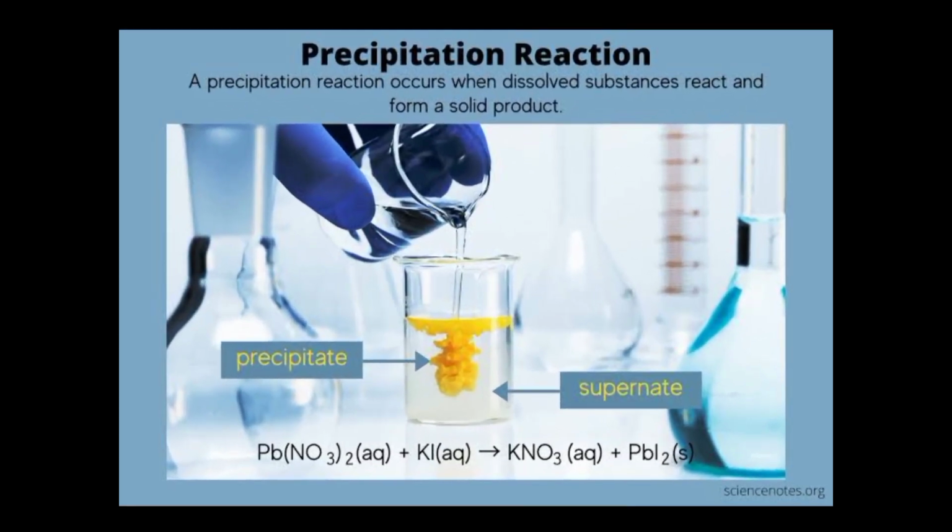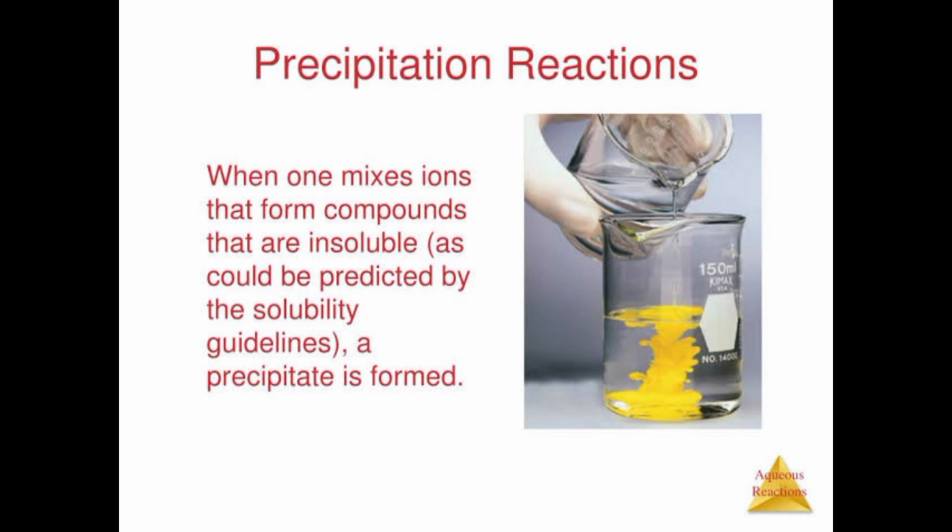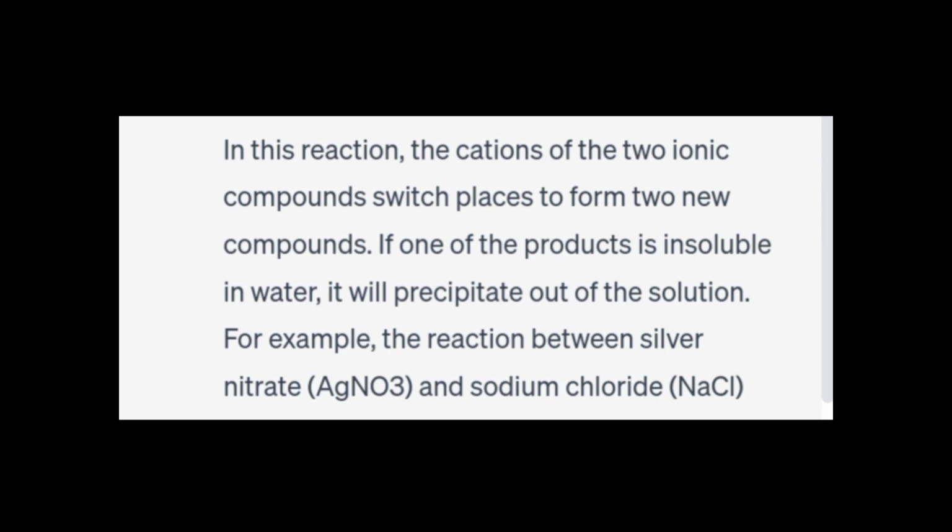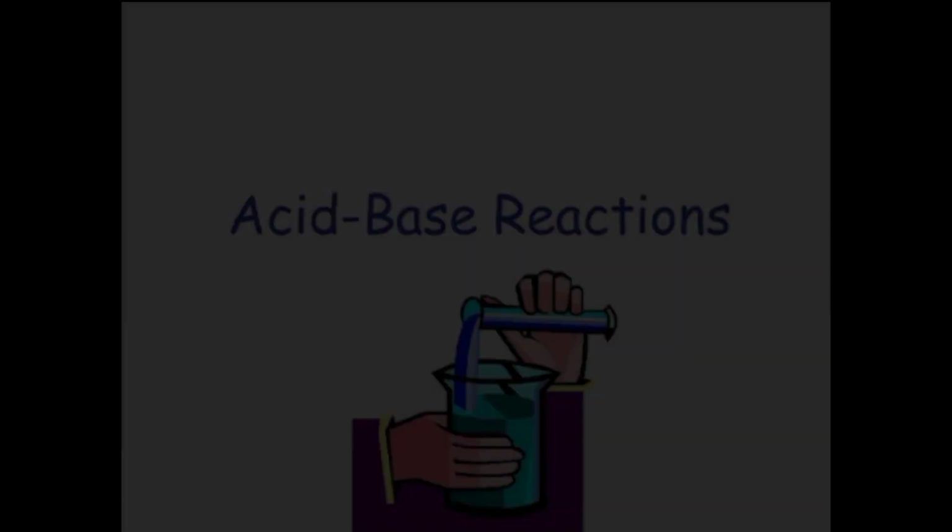A precipitation reaction occurs when dissolved substances react and form a solid product. When one mixes ions that form compounds that are insoluble, as can be predicted by the solubility guidelines, a precipitate is formed. In this reaction, two ionic compounds exchange places to form two new compounds. If one of the products is insoluble in water, it will precipitate out of the solution. For example, the reaction between silver nitrate and sodium chloride.